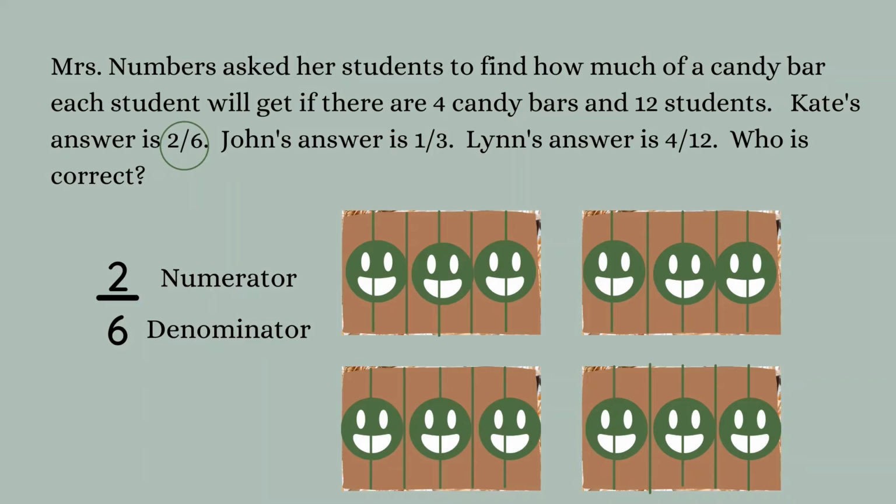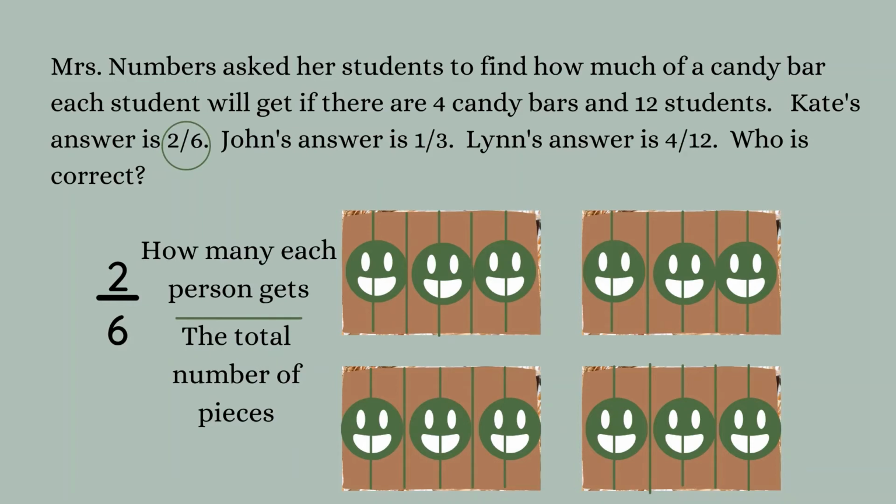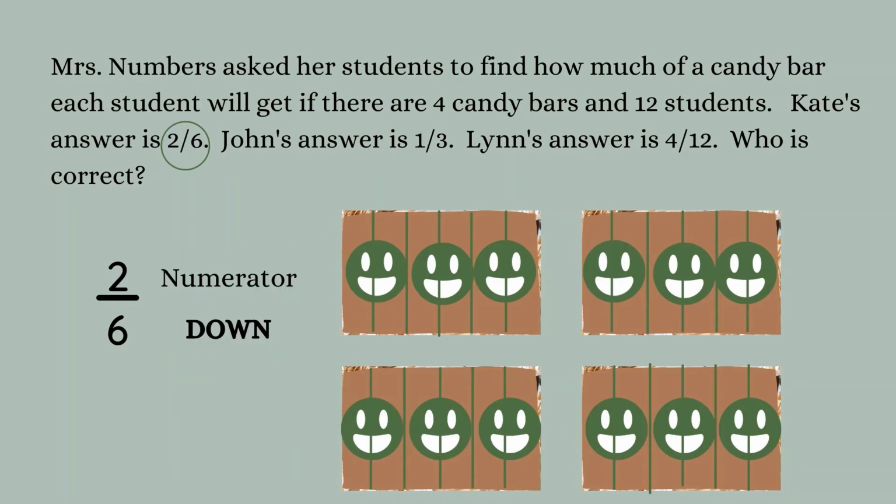2 in the numerator names how many pieces each person gets. 6 in the denominator tells you how many pieces each bar needs to have. If you ever forget which is the top and which is the bottom, you can use something that my 3rd grade teacher told me that I will never forget. Denominator starts with the letter D, and down starts with the letter D.